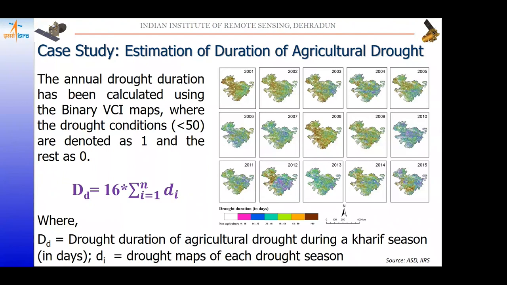Why do we multiply by 16 here? Because here we are using 16-day composite of multi-sensor data sets. So if we multiply with 16, it is a kind of representation of daily time scale in our legend.